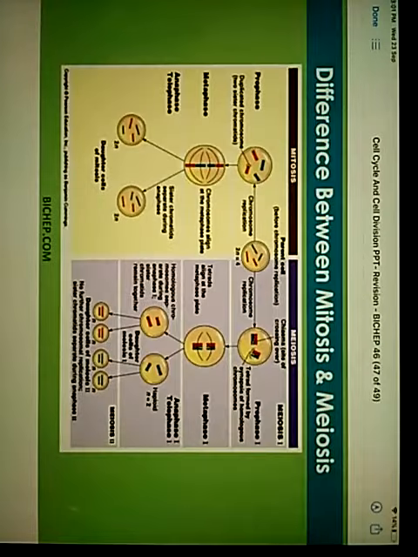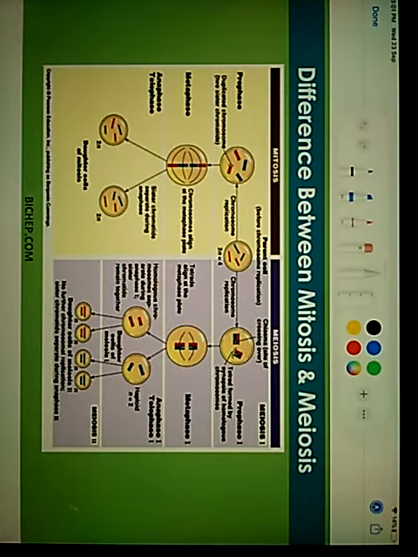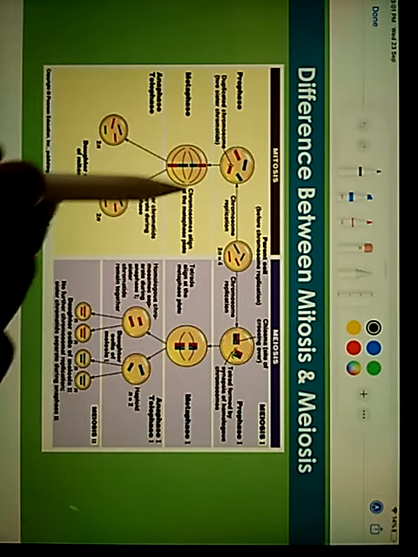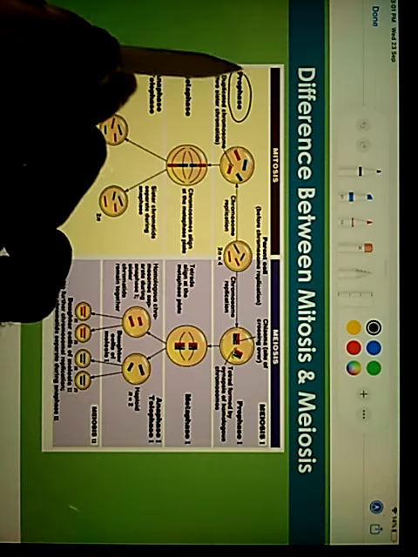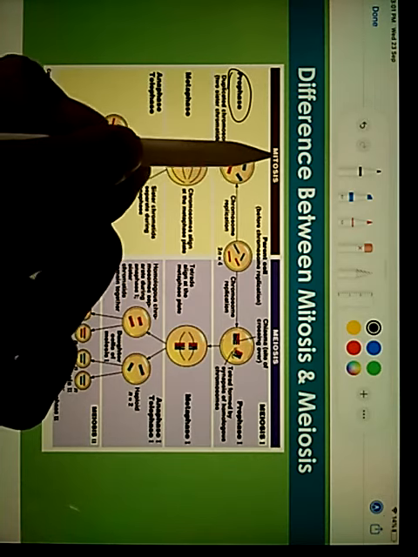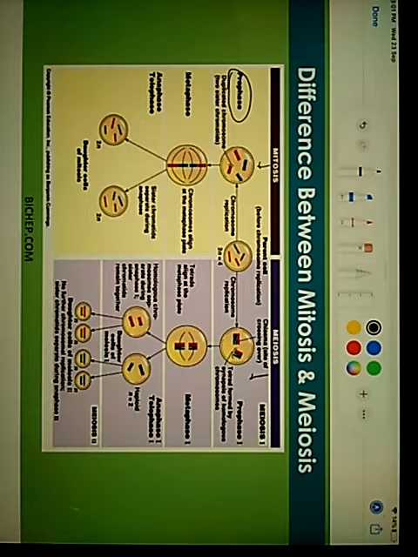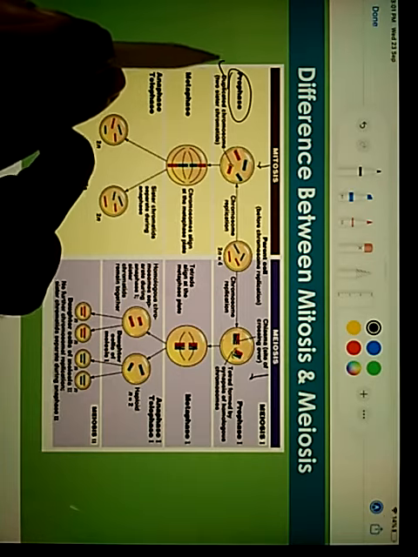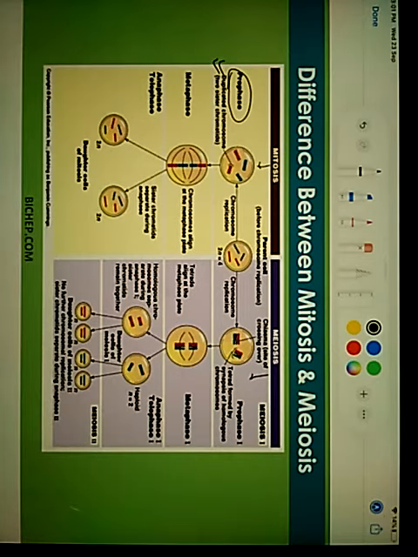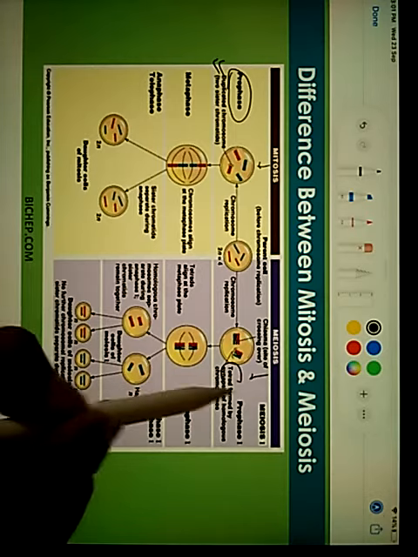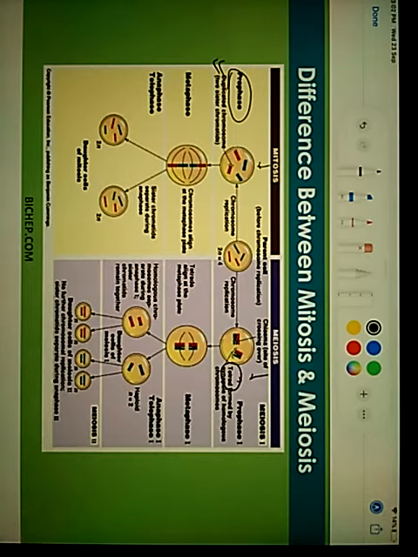Fine. Let me clarify the main difference between meiosis and mitosis, right? Here, during prophase of mitosis and meiosis, you can see the duplicated chromosome will contain two sister chromatids, whereas here it is in the form of a tetrad.